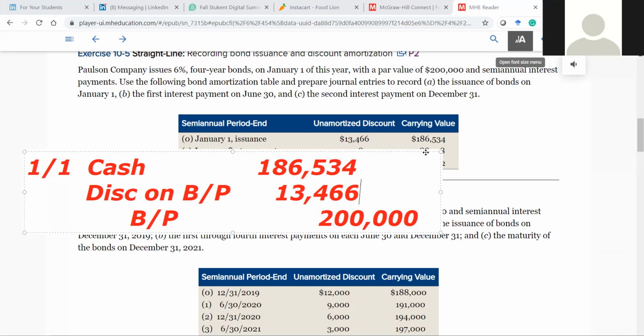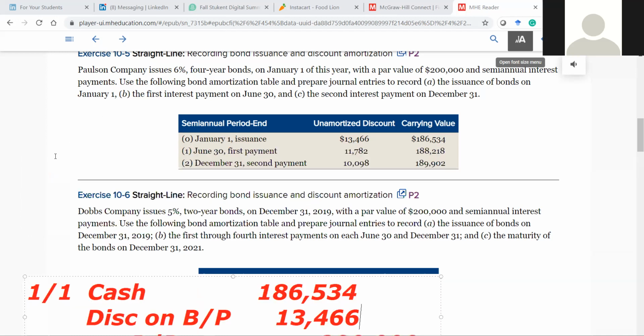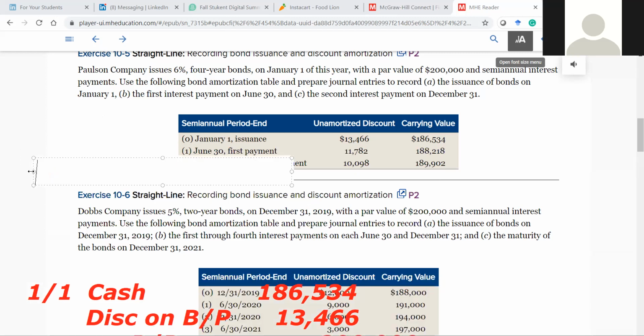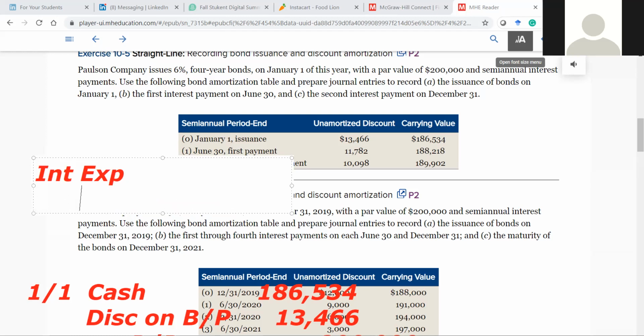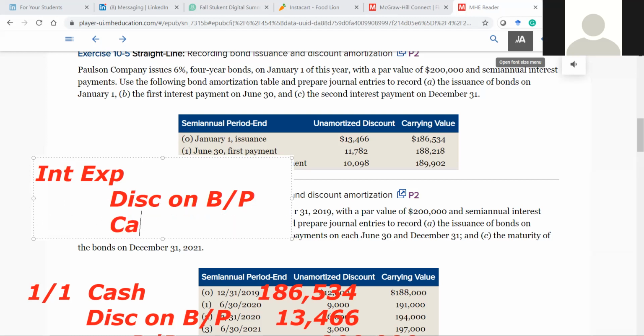Now we want to look at the first interest payment. I'm going to roll that down to the bottom. Okay, so I got a first interest payment. I can't debit my discount anymore. I have to credit it to offset it. So I've got interest expense. I'm not going to put my discount here as a debit, but I better put my discount here. I'm going to start eliminating my discount. And I'm going to write the check.